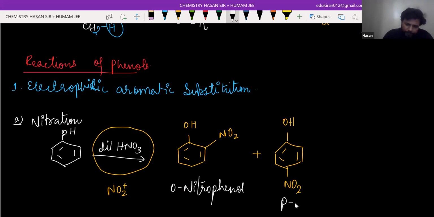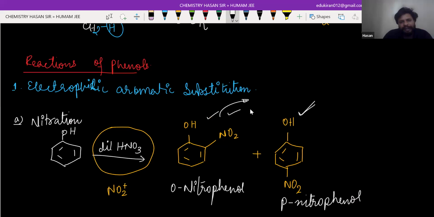O means ortho and P means para. You know, orthonitrophenol is more volatile as compared to paranitrophenol. There will be hydrogen bonding in this orthonitrophenol and there will be hydrogen bonding in paranitrophenol as well. But this is your intramolecular hydrogen bonding and this will be your intermolecular hydrogen bonding. I'll show you. And intermolecular hydrogen bonding is stronger than intramolecular hydrogen bonding. Write it.